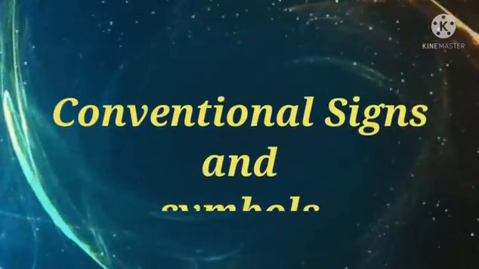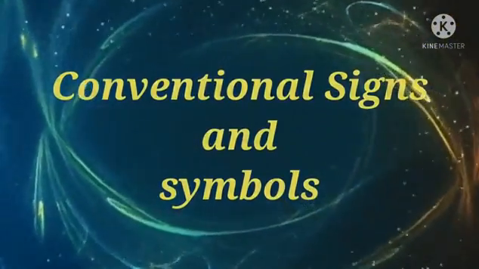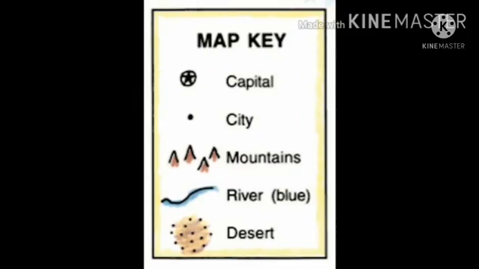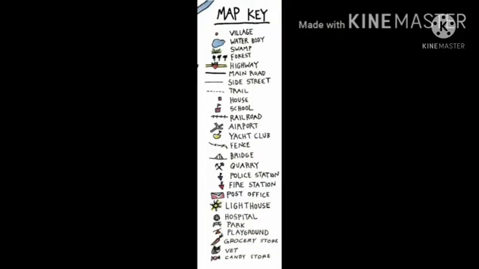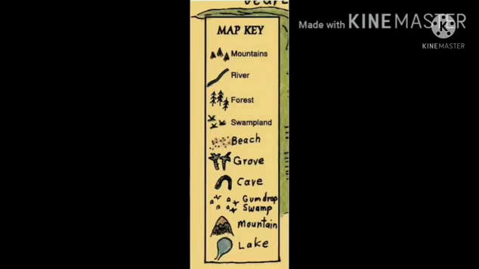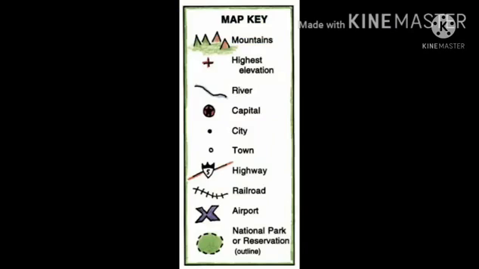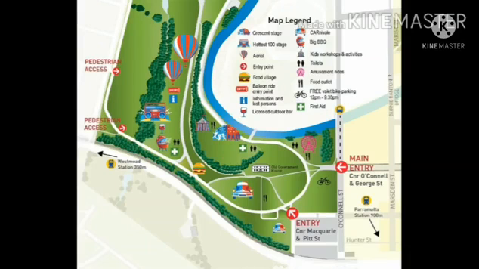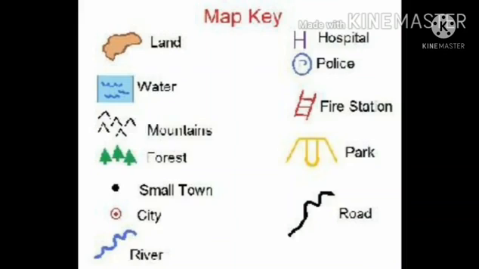Now let us see what are conventional signs and symbols. Maps use a set of standard signs and symbols that are internationally accepted to depict certain features and characteristics. These are known as conventional symbols. These symbols also ensure that a map is not congested and confusing. With the help of these symbols, it becomes very easy to read and understand a map.